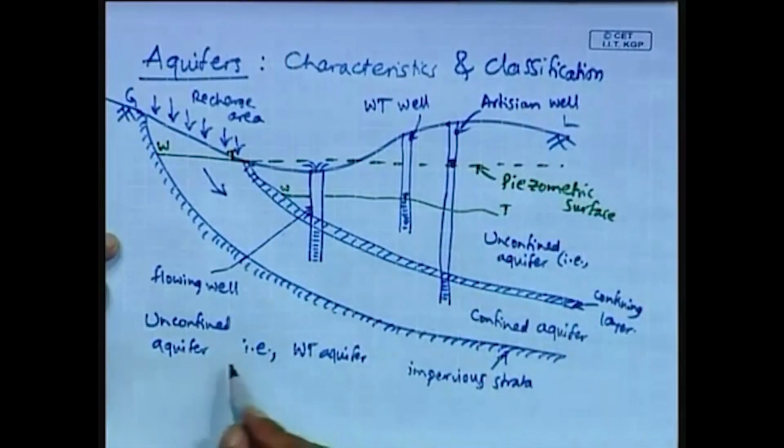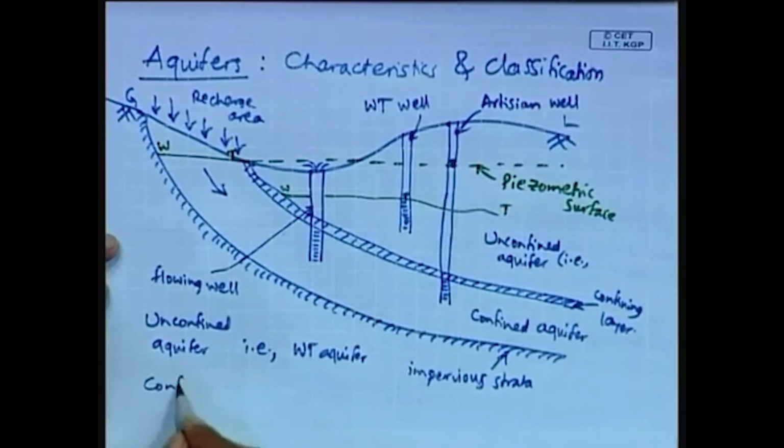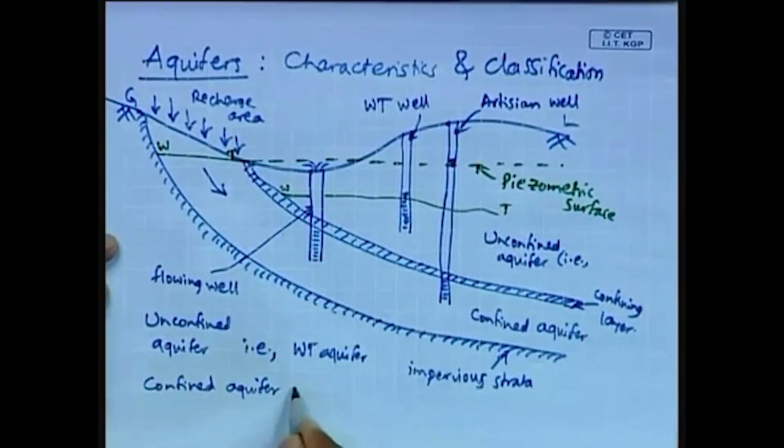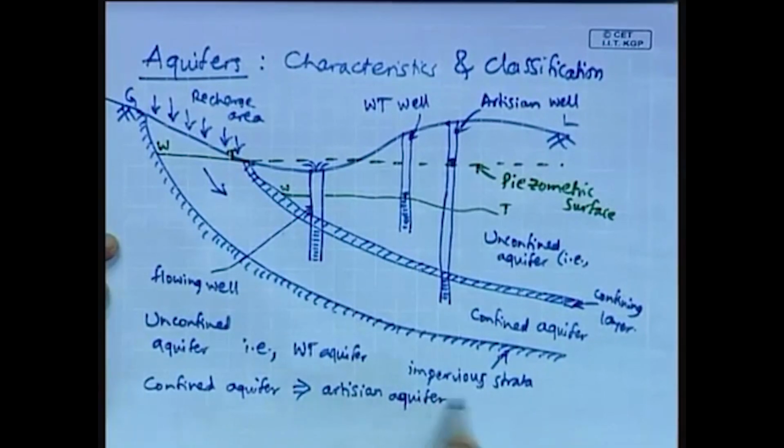So, this confined aquifer is also referred to as artesian aquifer, which is also known as pressure aquifer. Okay.